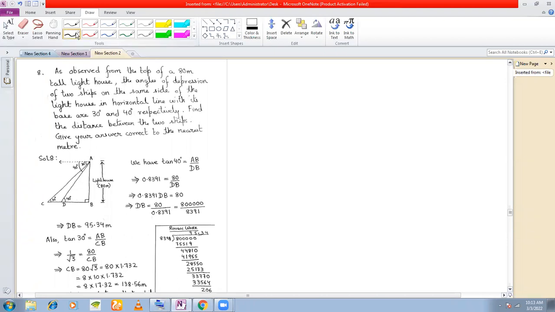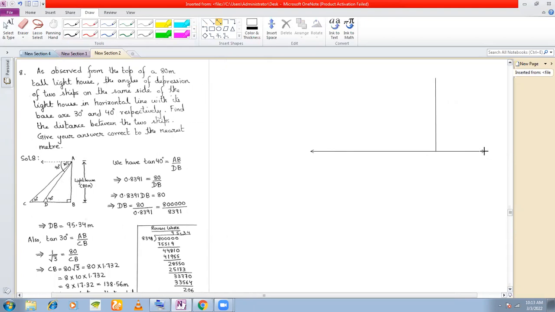Okay. So you have a lighthouse here, right? And this is your sea level, right? And as observed from the top of a 80-meter lighthouse, that means if I call this lighthouse as AB, then the length of AB is 80 meters. That is, the height of this lighthouse is 80 meters. The angles of depression of two ships on the same side of the lighthouse.